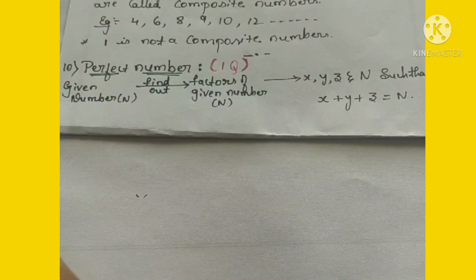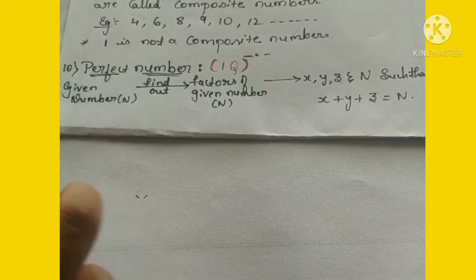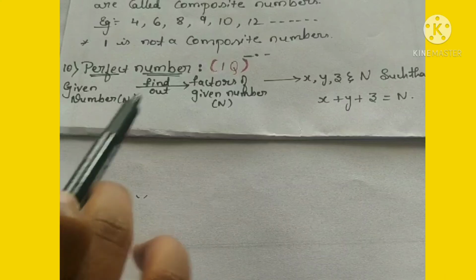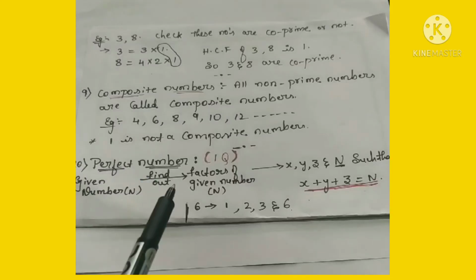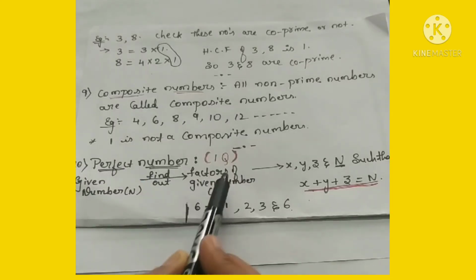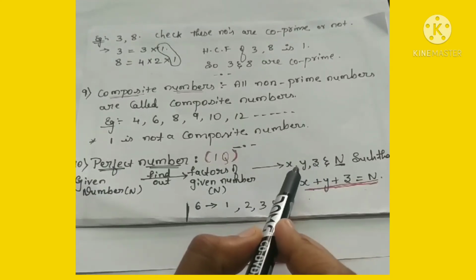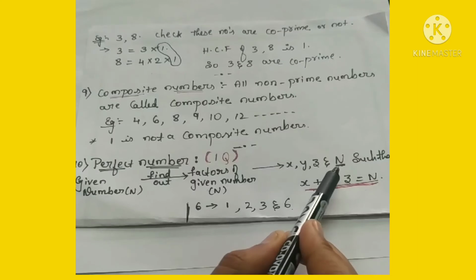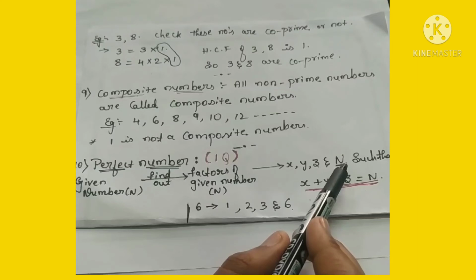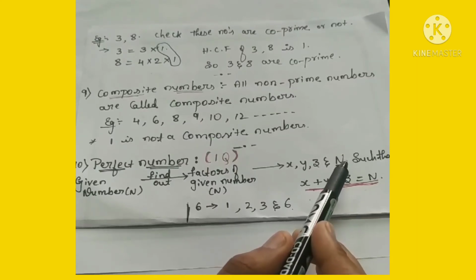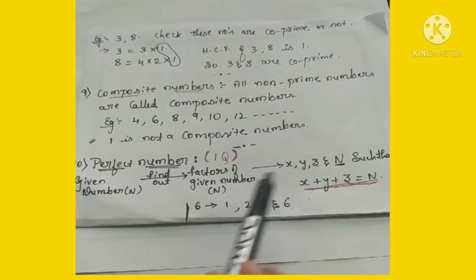Firstly consider the given number and denote it as n. Then find out the factors for the given number. Suppose I consider the factors of the given number as x, y, z and n. Here I take n also as one of the factors, because for any number, the number itself is one of the factors. I will explain this with the help of an example.